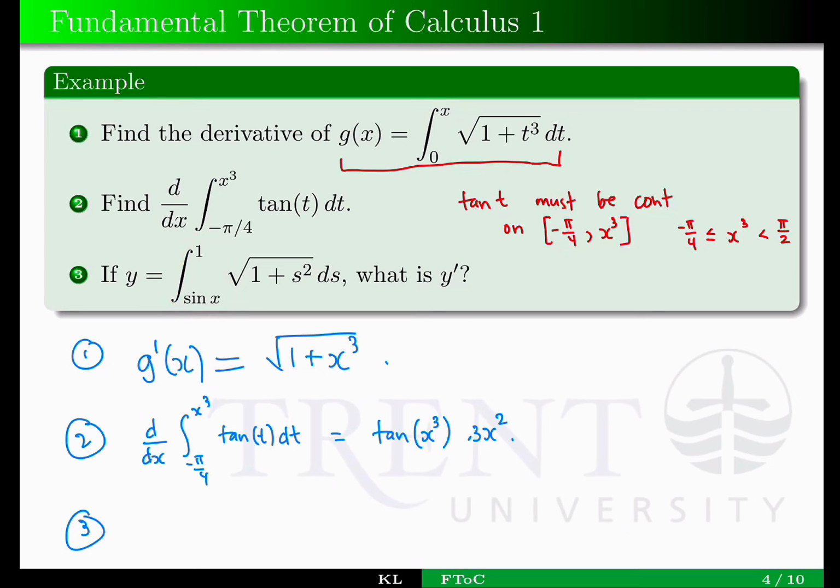And from the definition of the definite integral, when you switch limits of integration, you have to take out a negative. This means that your y equals the integral of sine x up to 1 of square root of 1 plus s squared ds can be written as negative integral from 1 up to sine x of square root of 1 plus s squared ds.